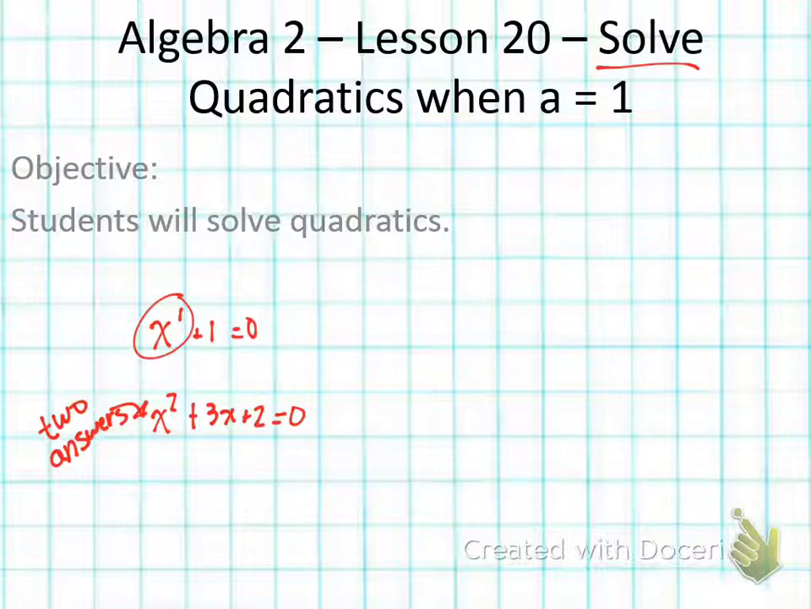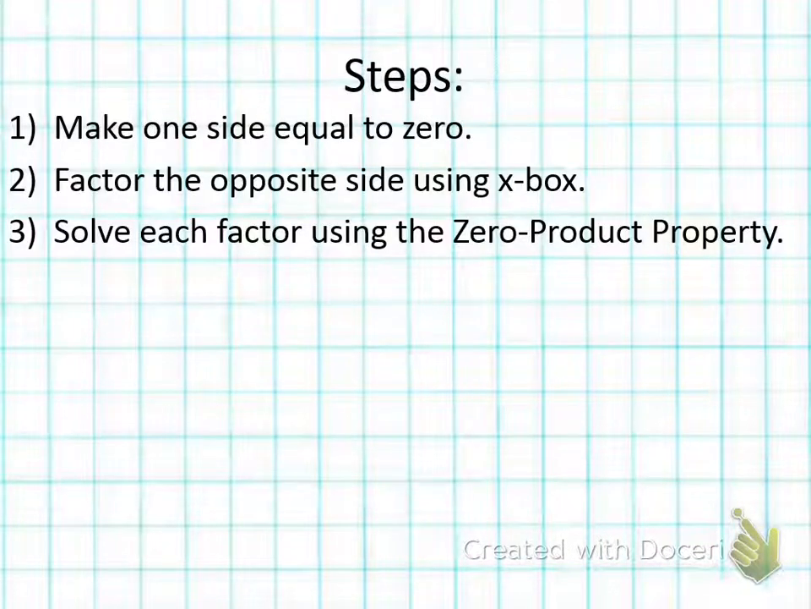So anything with squared. What you need to know before we do this is how to factor with the Xbox, which we learned already, and how to solve an equation. I'm going to do a lot of explaining the first time, and then after that it's going to go pretty easy. Here are the steps. Make one side equal to 0, factor the opposite side using Xbox, solve each factor using the zero product property. You may have seen this in Algebra 1, but a lot of times students haven't, so here we go.